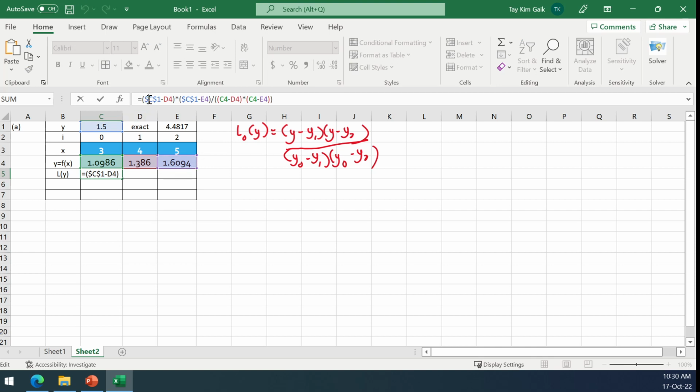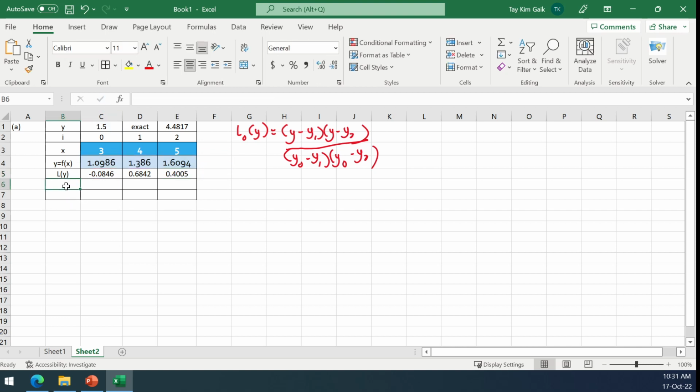Okay, before we copy, make sure you check. This is (y − y1)(y − y2) divided by (y0 − y1)(y0 − y2). So correct. Then I copy it to L1, the same technique. Now you drag it to y naught. Then copy from L1 to L2. The cell outside of the range of the list, drag it back to y naught.